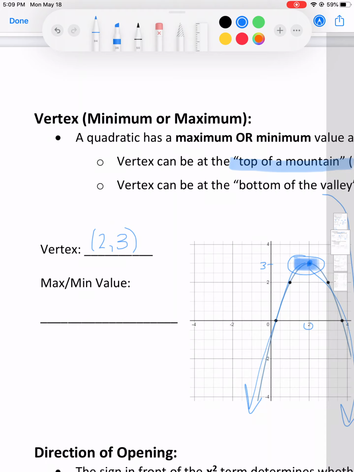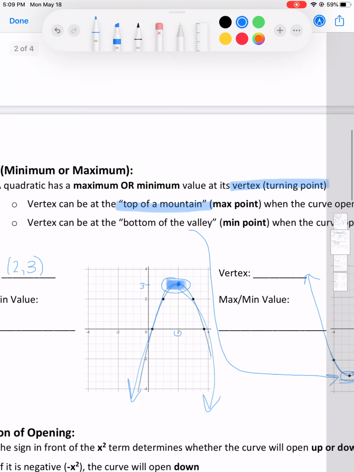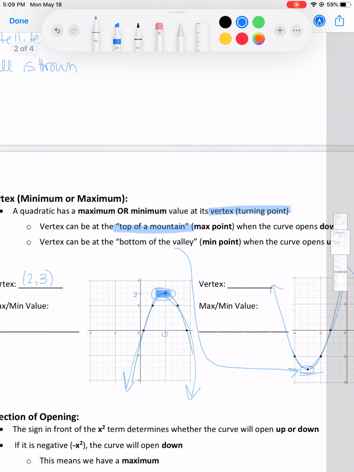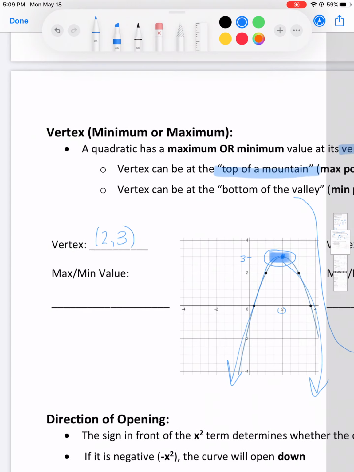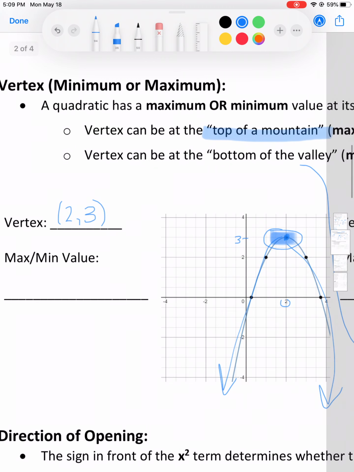And then, does it have a max or min value? Because the curve opens down for our first one, it has a max value. So I'm going to write max. And what's the highest point that it reaches? Our maximum has to deal with our y-axis, because if you look at our x, the x kind of continues forever.